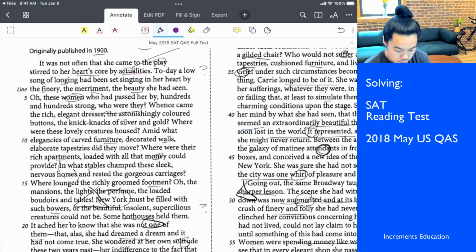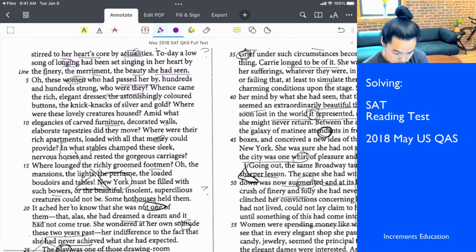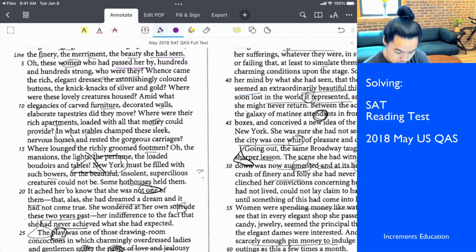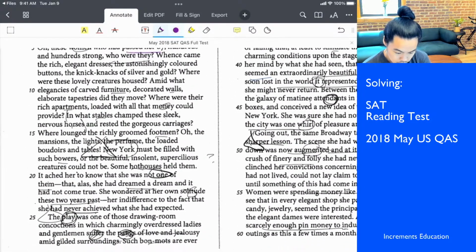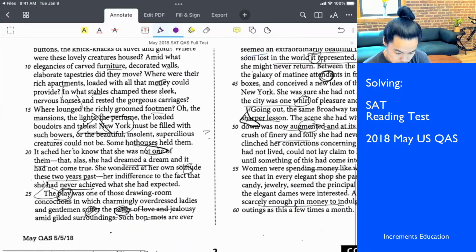Today, a low song of longing had been set by the things that she had seen in the city, who had passed her by in the city. Whence came the rich, jealous, right? Where were their apartments loaded with the money, and what stables were these?